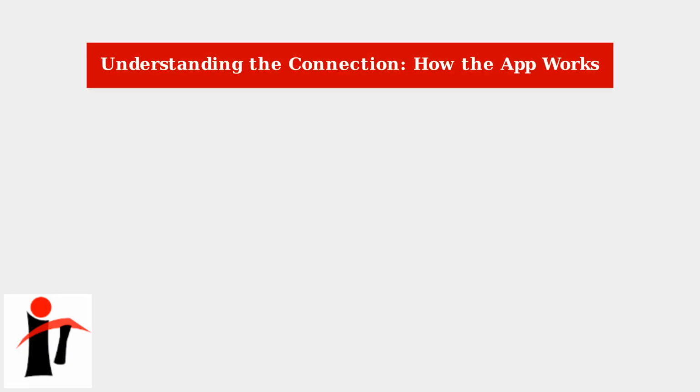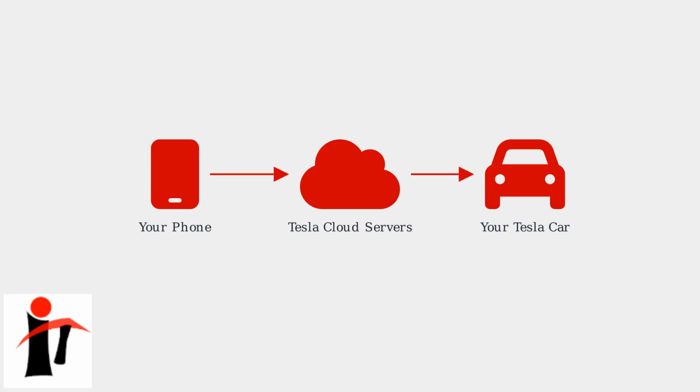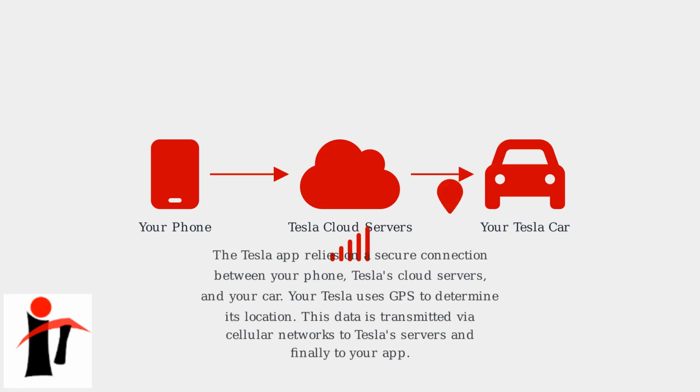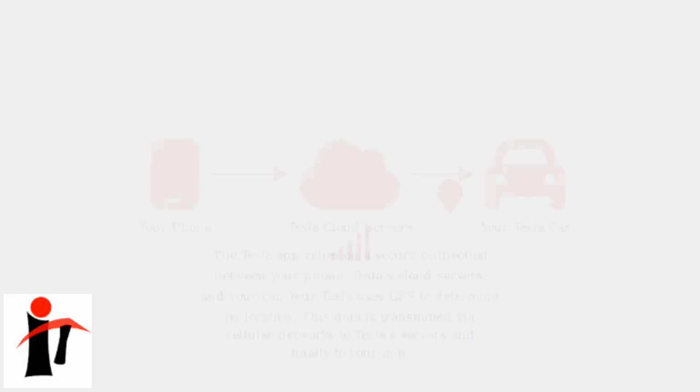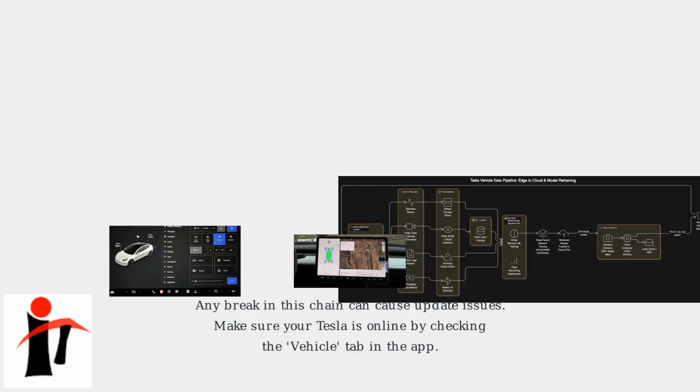The Tesla app relies on a secure connection between your phone, Tesla's cloud servers, and your car. Your Tesla uses GPS to determine its location. This data is transmitted via cellular networks to Tesla's servers and finally to your app. Any break in this chain can cause update issues. Make sure your Tesla is online by checking the Vehicle tab in the app.